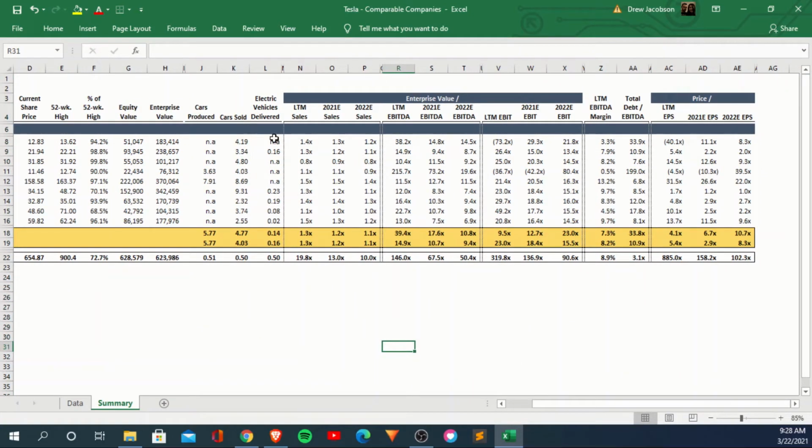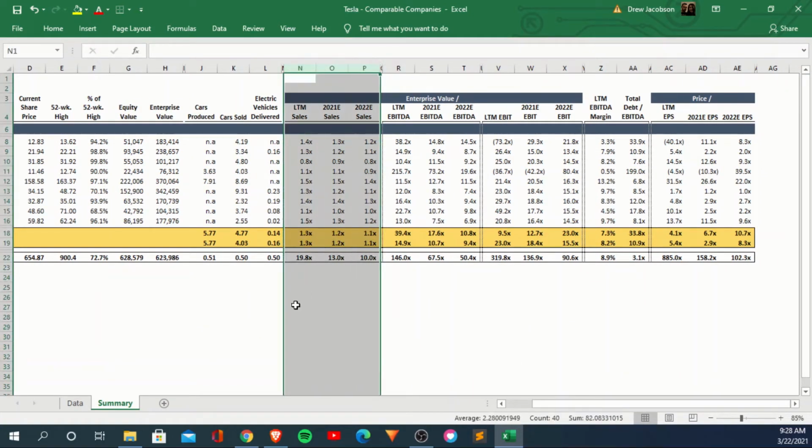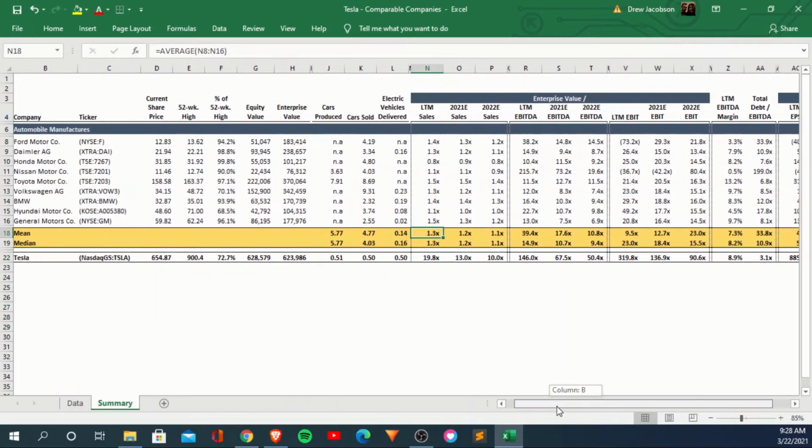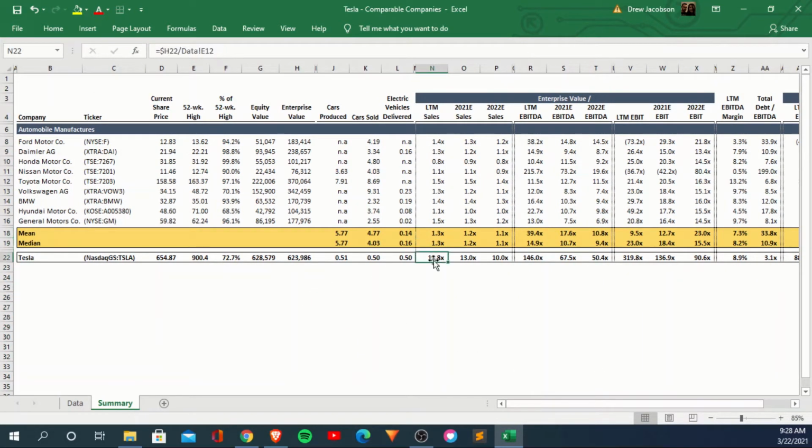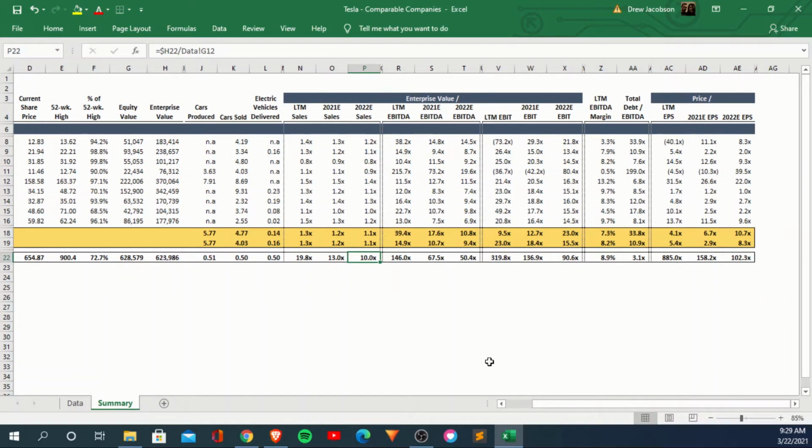But if we look at just sales, LTM trading at 1.3, Tesla 19.8. So Tesla is trading at a much higher enterprise to sales multiple. Even if you're looking at future sales, the multiple for the other ones is going down, which we would expect. That means we're expecting sales to go up. Tesla gets cut in half, while the other ones are barely moving, but it's still 10 times as high, even looking at future sales.